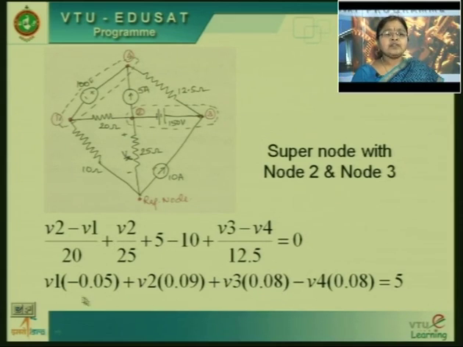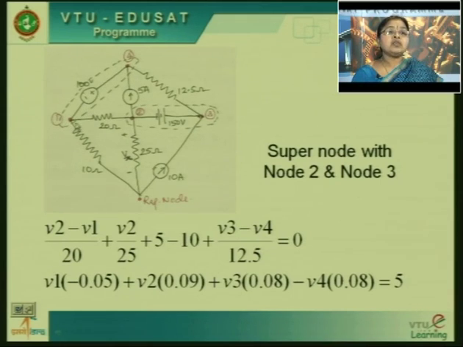This equation, if you see, has 4 variables V1, V2, V3 and V4. In the previous equation we wrote the super node formed between node 1 and node 4. There also we got 4 variables V1, V2, V3, V4. Now you have 2 equations with 4 unknowns. You cannot solve if you have 4 unknowns with 2 equations. So you need 2 more equations. Those 2 equations are nothing but the voltage relations between the super nodes.